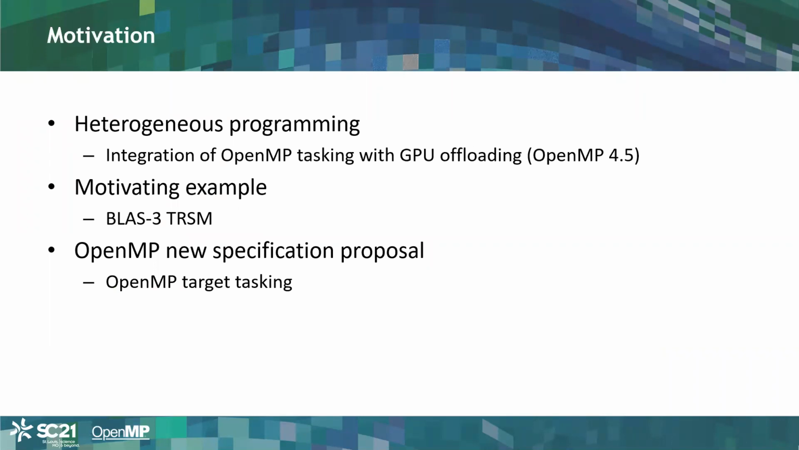The motivation of this talk is presenting and evaluating some ideas about heterogeneous programming by using OpenMP task and integrating the GPU offloading in OpenMP tasking. As an example, we have used a heterogeneous implementation of the BLAS Level 3 TRSM routine. At the end of this talk, I also propose some ideas to make the implementation of heterogeneous code using OpenMP much simpler by using OpenMP target task, or OpenMP target tasking.